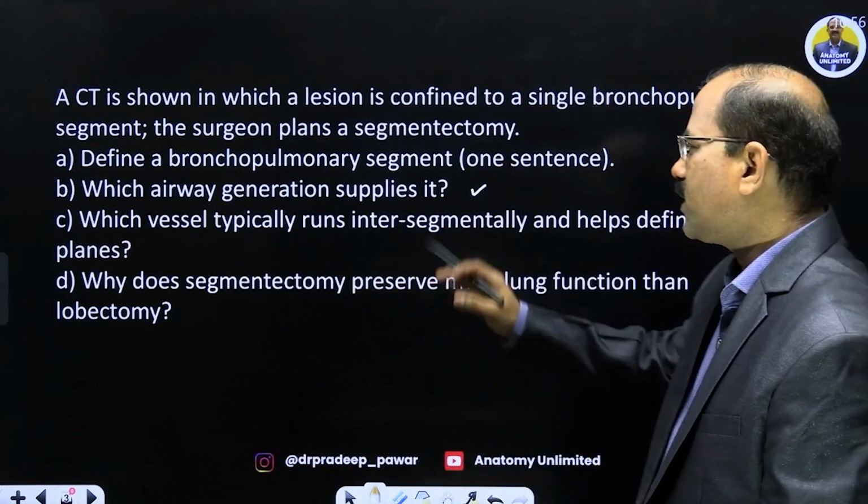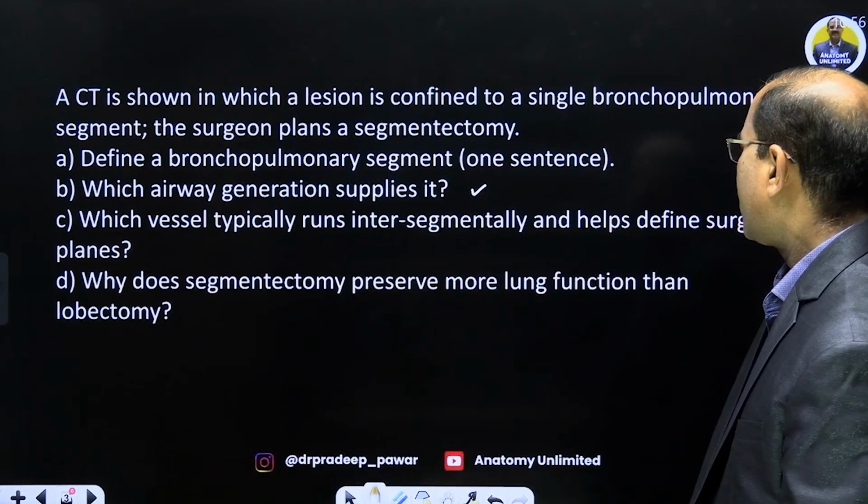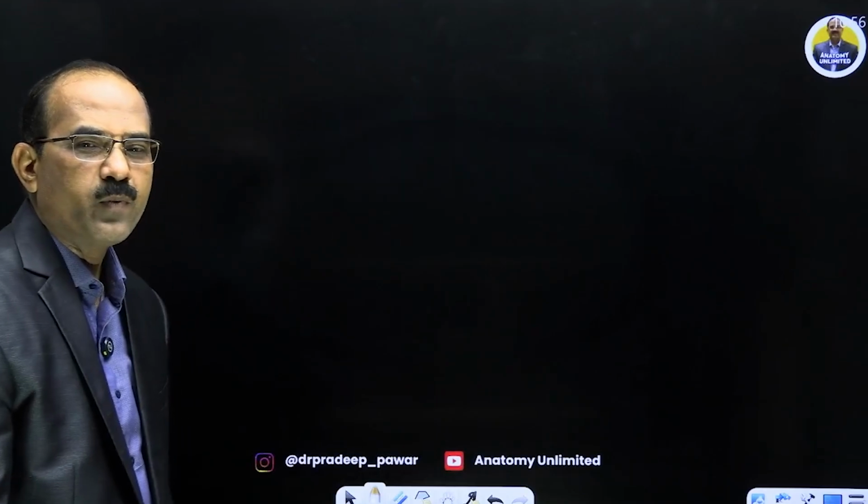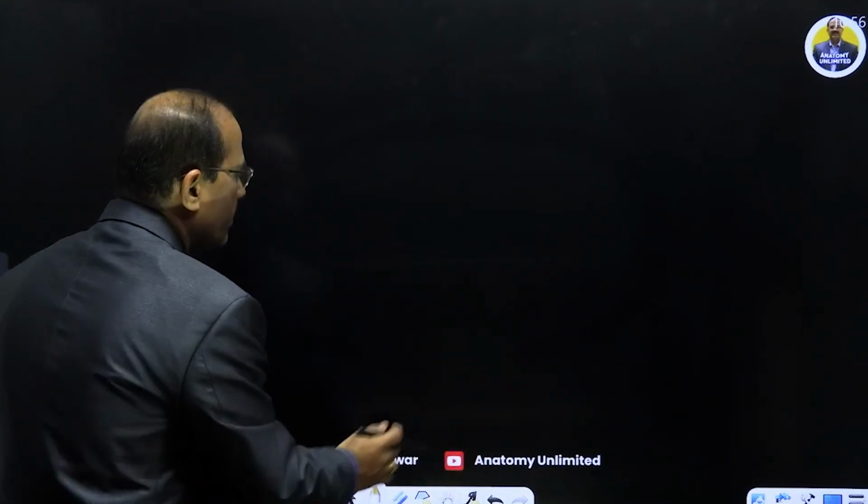Which vessel typically runs intersegmentally and helps to define the segmental planes? Now what runs within the bronchopulmonary segment? Let me first tell you, how many bronchopulmonary segments are there? In the right lung, there are 10. In the left lung, there are 9 bronchopulmonary segments.